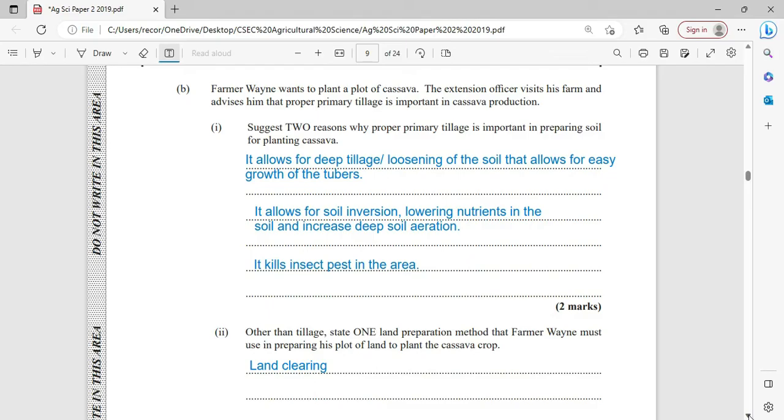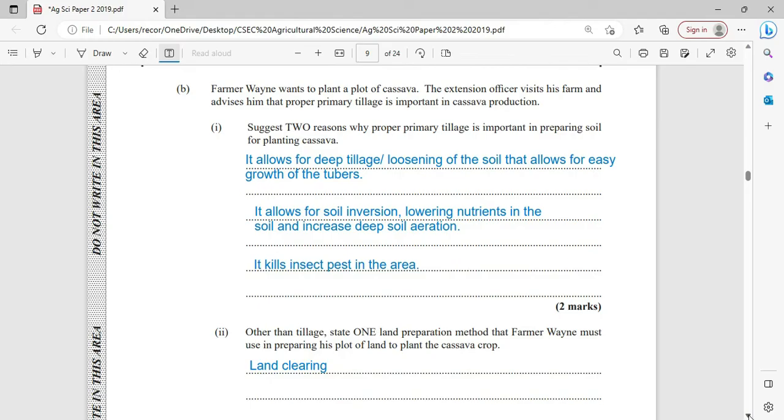Now, it allows for soil inversion. That's the turning of the soil. And this is, of course, going to get the nutrients well incorporated in the soil. And you'll understand as well that it will increase aeration of the soil. Another thing is that it is definitely going to be killing insect pests in the area for this particular need.